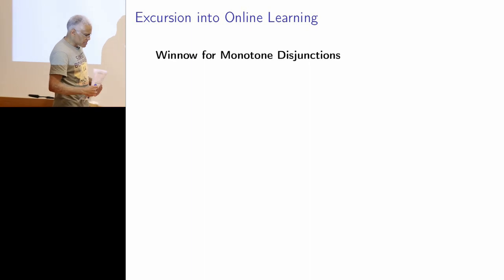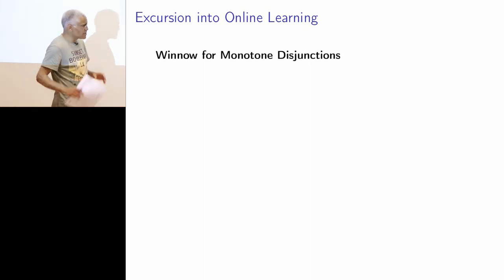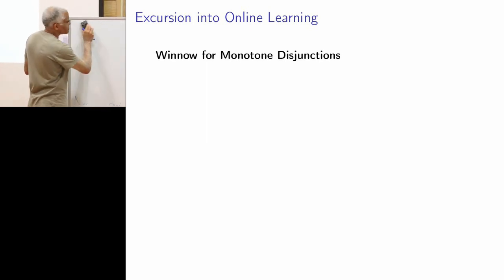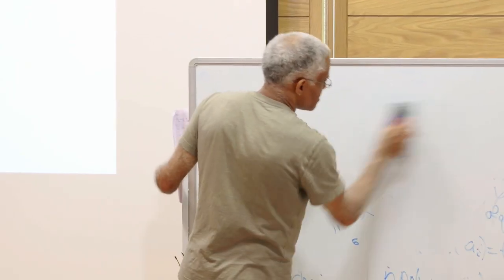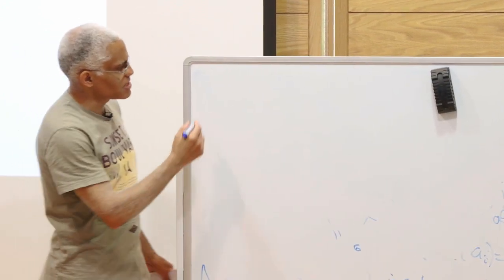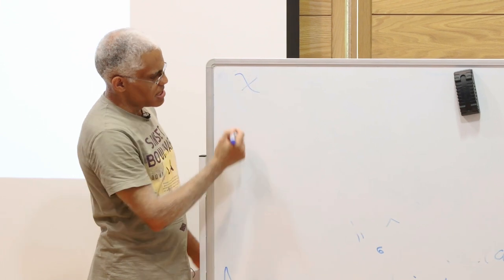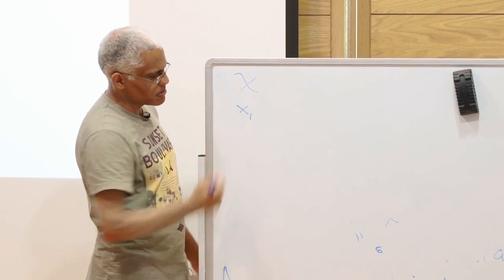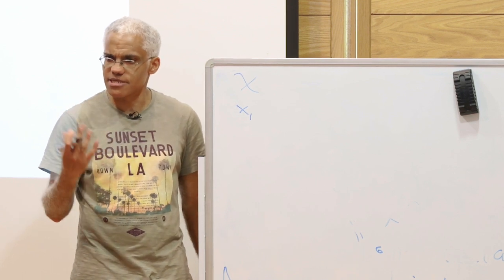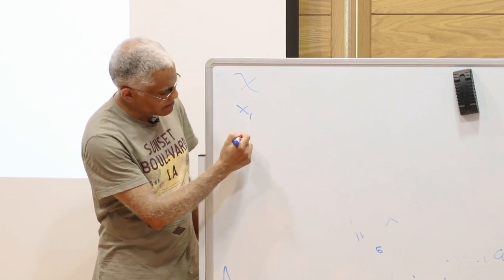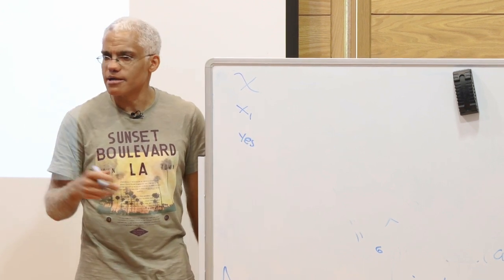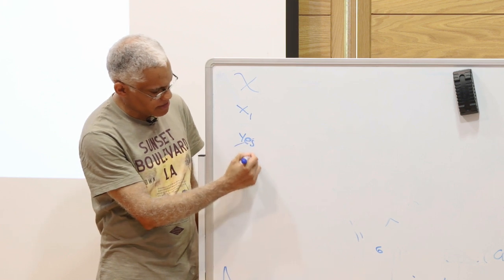Online learning works as follows. There's no probability distribution anymore as in PAC learning. You're just given a set of examples. So there's an input space, and you read in a set of examples, and you're required to predict the label of an example. Is this a yes or is this a no? And so you predict yes. And then some referee says, you were wrong, mistake, it was a no.